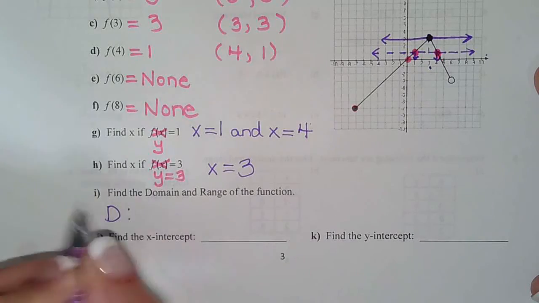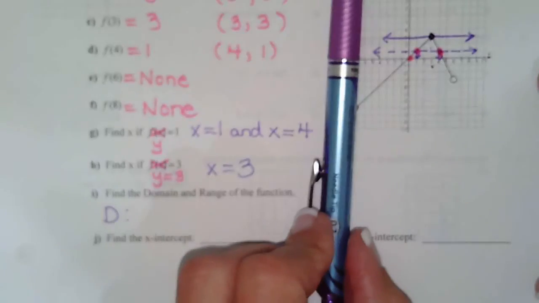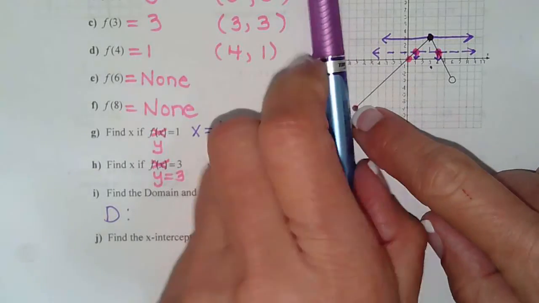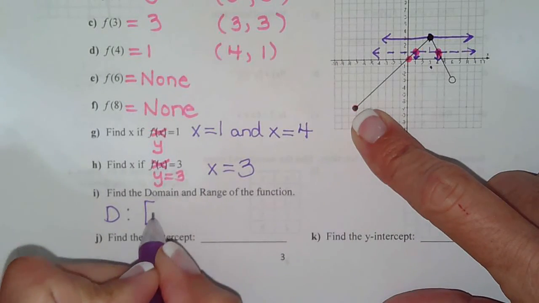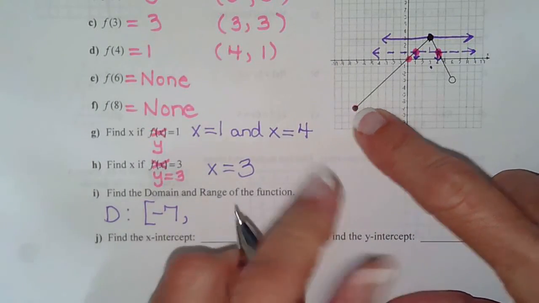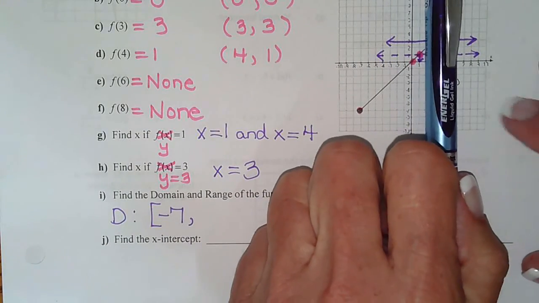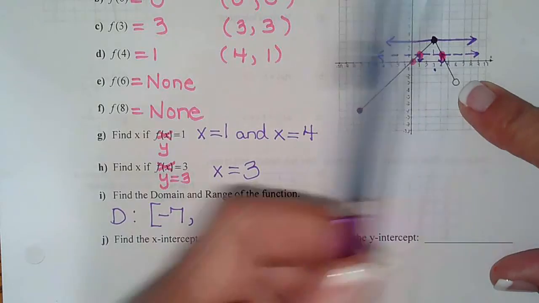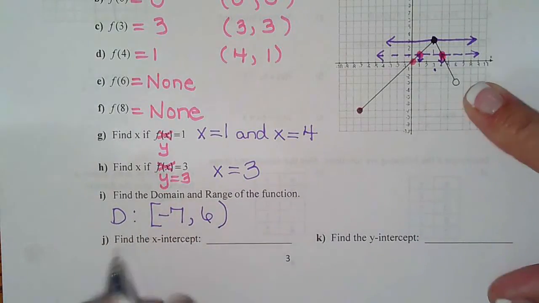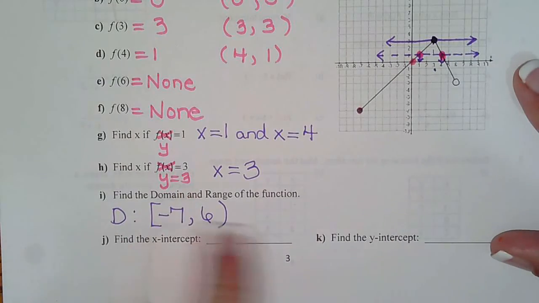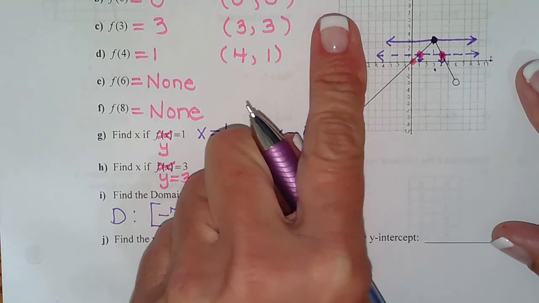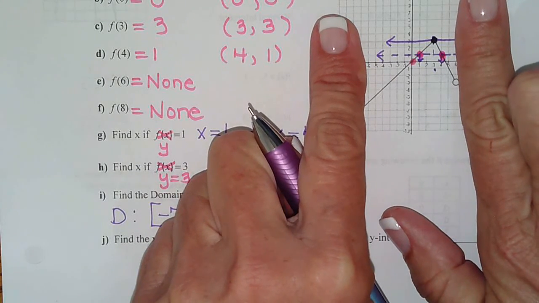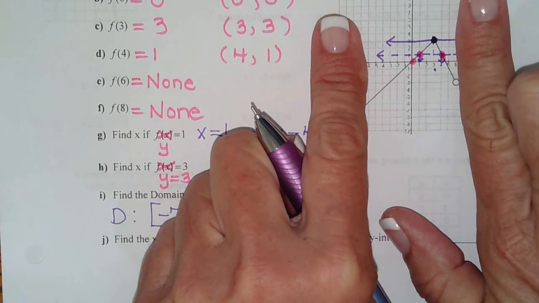Domain, left to right. So the leftmost x value, -7. And -7 is a solid point, so we'll write -7. The rightmost x value, keep rolling right, is 6. But remember, 6 is an open circle, so that should be a parenthesis. So -7, because remember, domain is left to right. -7 is the smallest x. 6, not included, is the largest x. And we'll pick up there next time.